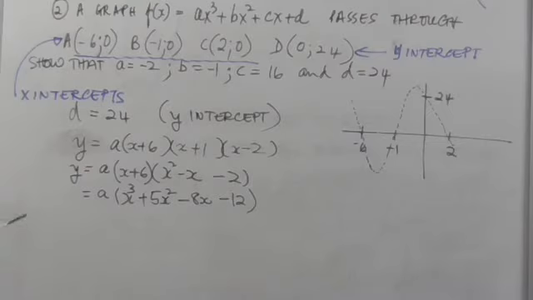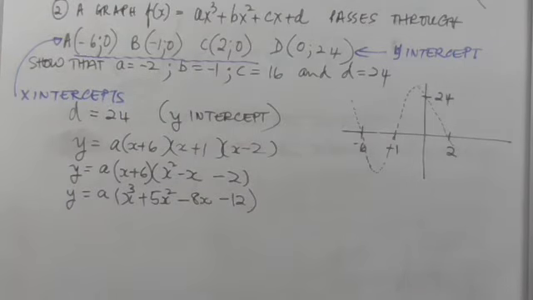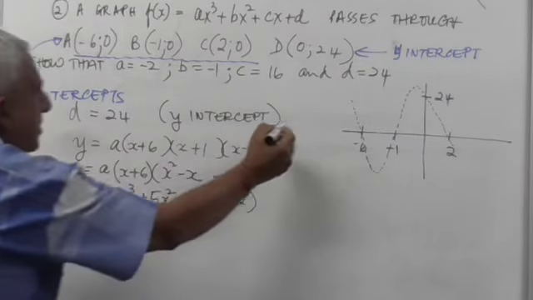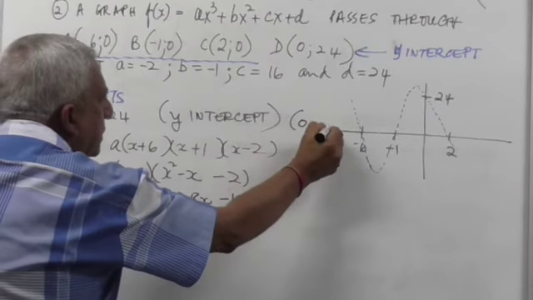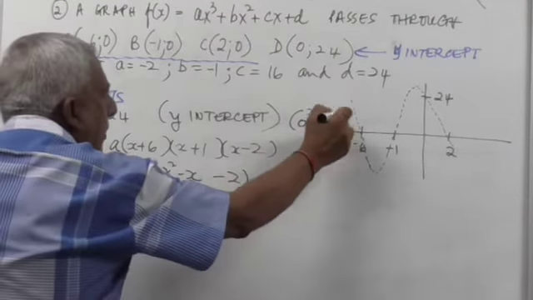Right. Now you got y here, and you are trying to solve for a. So I can choose any point from here and put it here, and I will be able to get a, because I must have the value for x and the value for y. So let me take the y-intercept. The y-intercept is actually 0, 24. That's x, that's y.